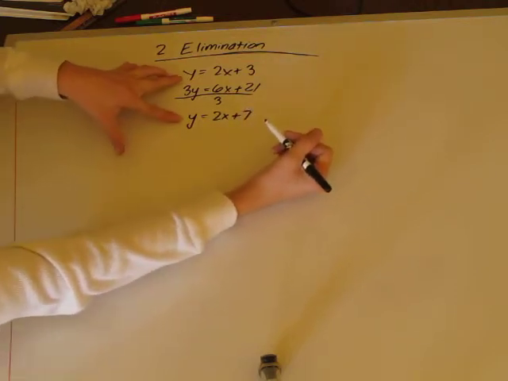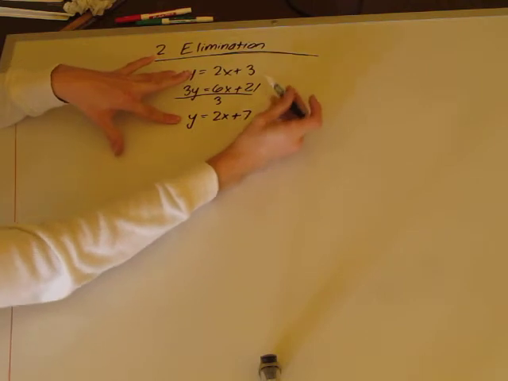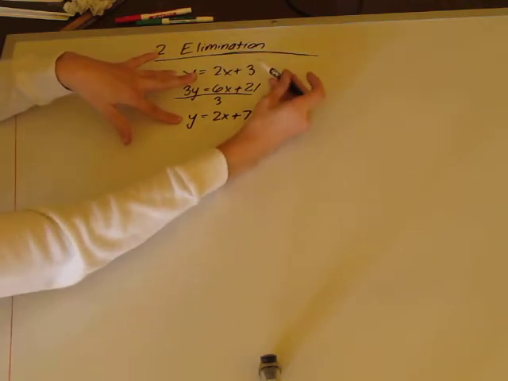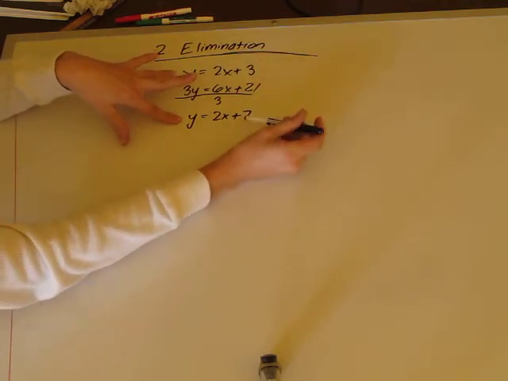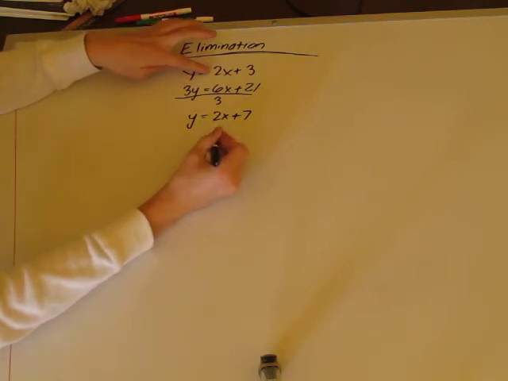So these are two different equations because they have two different y-intercepts. This one has a y-intercept of 3, this one has a y-intercept of 7. But they have the same slope, which is 2. So they're parallel equations. They have the same exact slope. They're never going to intersect.